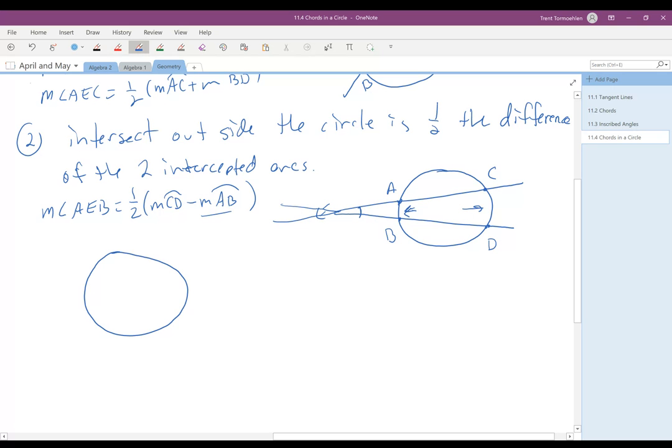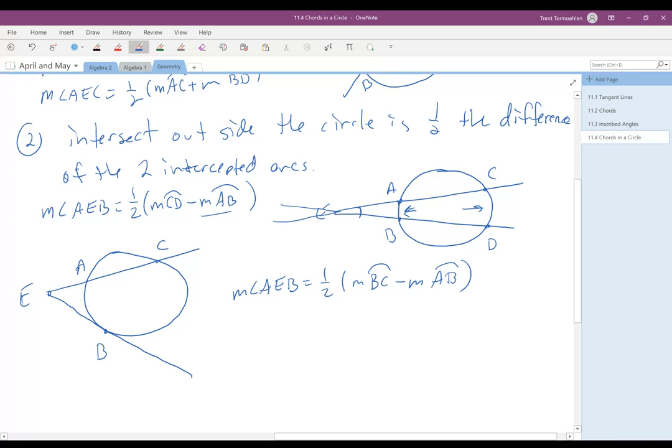If one of them is a secant and one is a tangent line like this, then again, the only difference is, when you look at your arcs, the measure of AEB, you're just going to do the measure of arc BC minus the measure of arc AB, right? You see how that one works?